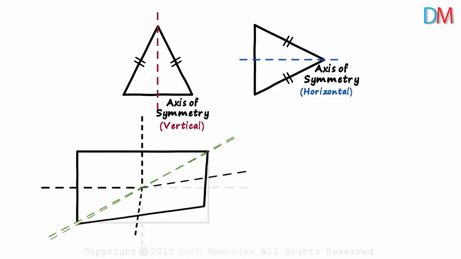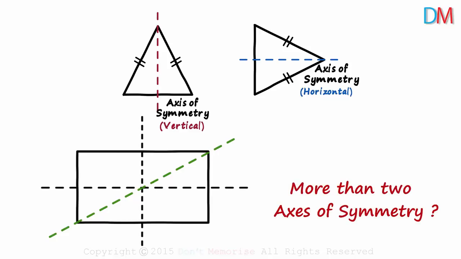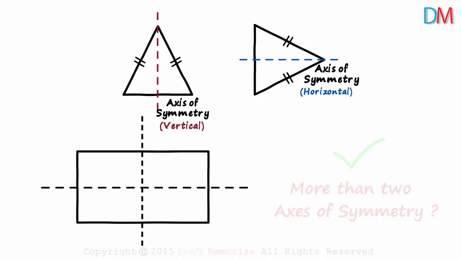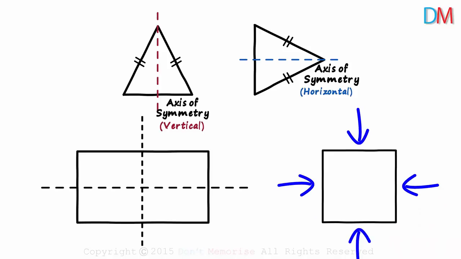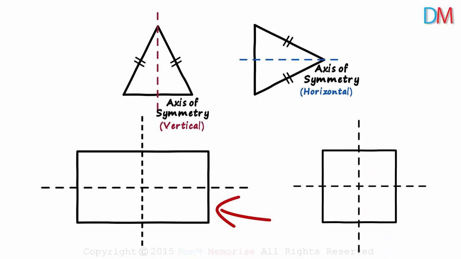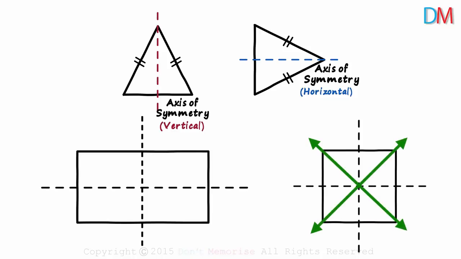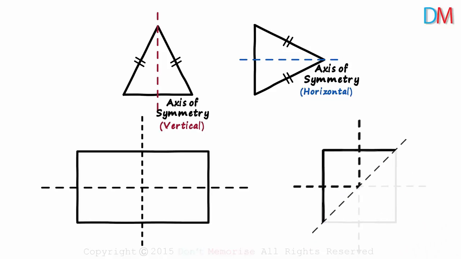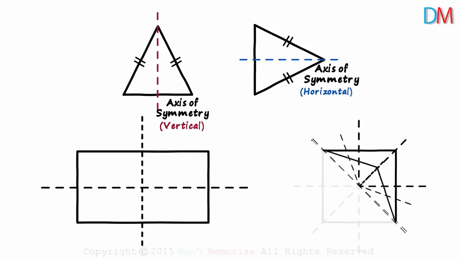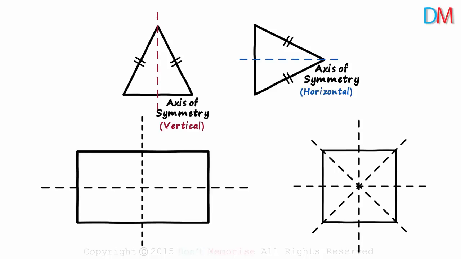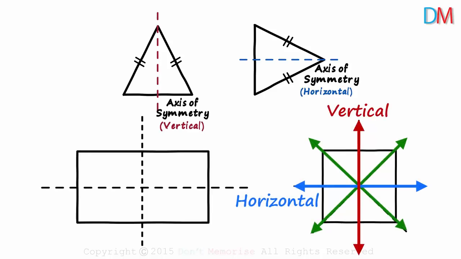Okay, here's another question for you. Can a figure have more than two axes of symmetry? If yes, then which figure? Again, the answer is yes. Take the example of a square. All its sides are equal and all four angles are right angles. It has a horizontal as well as a vertical axis of symmetry just like the rectangle. But for a square, the two diagonals will also be the axis of symmetry. If we fold it along this diagonal, the parts match. And even if we fold it along this diagonal, these two parts overlap exactly. So a square has four axes of symmetry: horizontal, vertical, and the two diagonals.